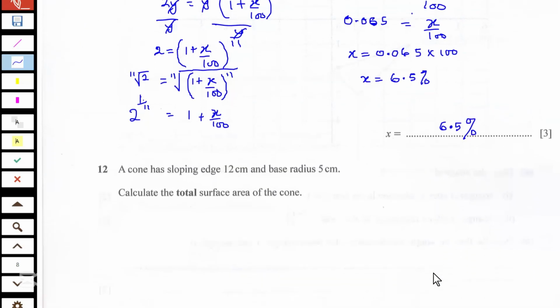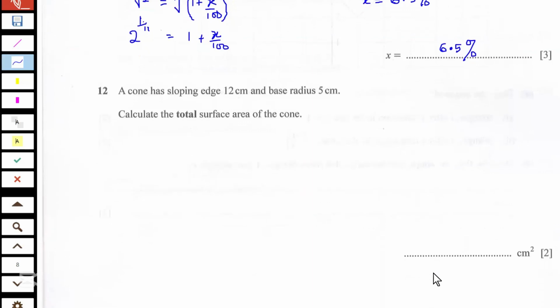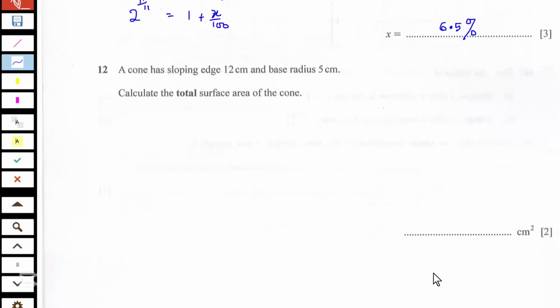And the next question here says question 12. A cone has sloping edge 12 centimeters and base radius 5 centimeters. Calculate the total surface area of the cone. Now let's start by drawing the cone. So let's say I have a cone like this.